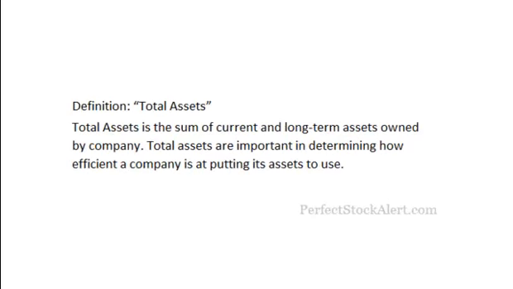Today we're going to be looking at the definition of total assets. As we do in each one of these fundamental analysis tutorial videos, I'll give you the actual definition, and then we'll go on and look at some examples and give you a little more insight in how it's used. Total assets is the sum of current and long-term assets owned by a company. Total assets are important in determining how efficient a company is at putting its assets to use. Now let's go look at an example.